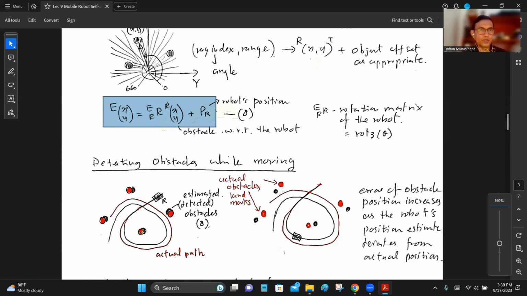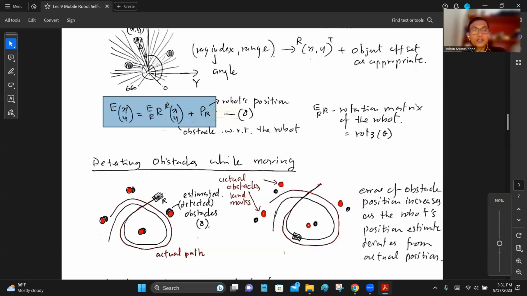The error is due to the dead reckoning error on the robot, because the robot doesn't know its exact position accurately. There's a little error in its location estimation using dead reckoning, and this error is increasing as it moves, right? Therefore, whatever it sees around it, the obstacles, when the robot transfers that using its own position estimate, you get incorrect positions for the obstacles as well. You can see it over here as well. Errors of obstacle positions increase as the robot's position estimate deviates from the actual position.